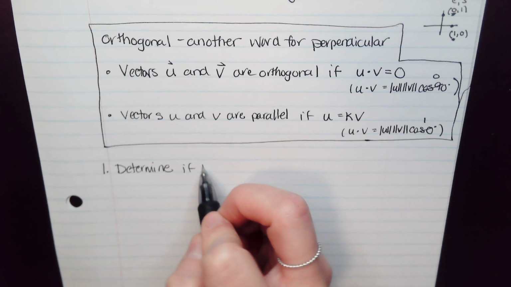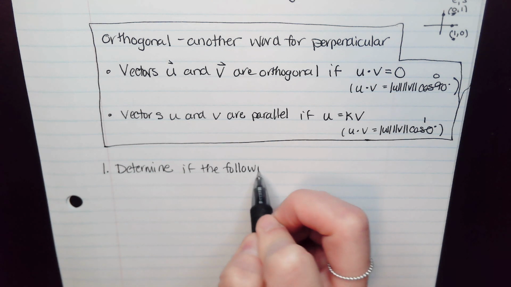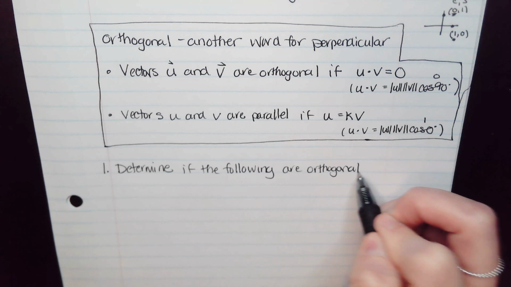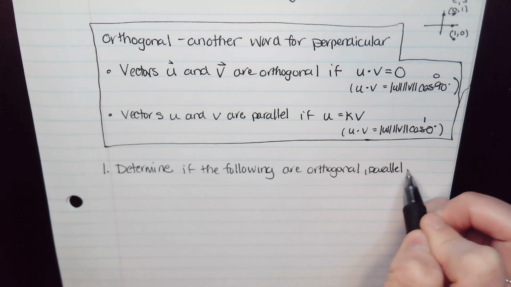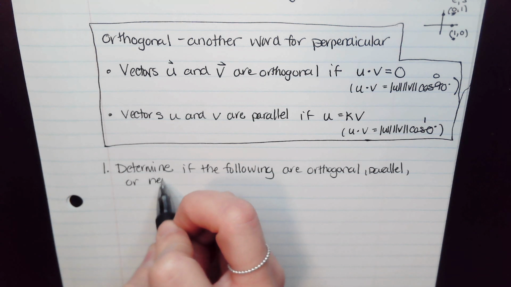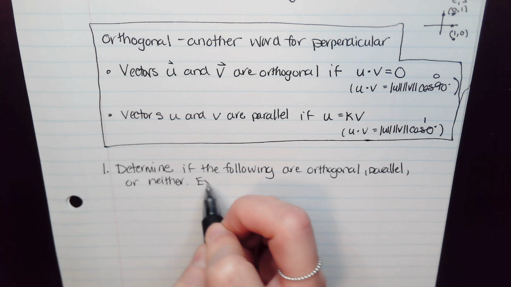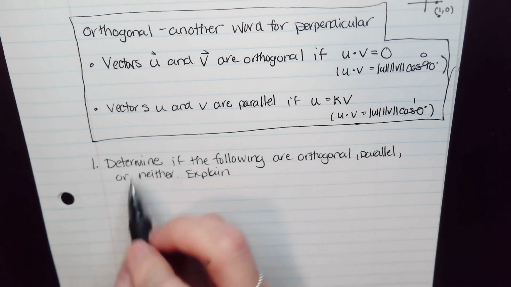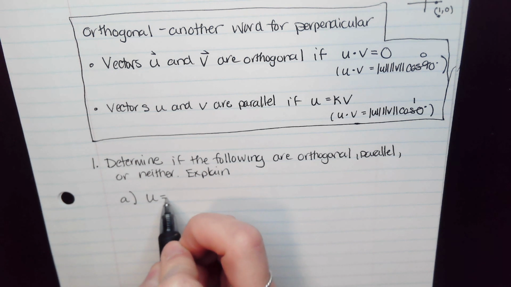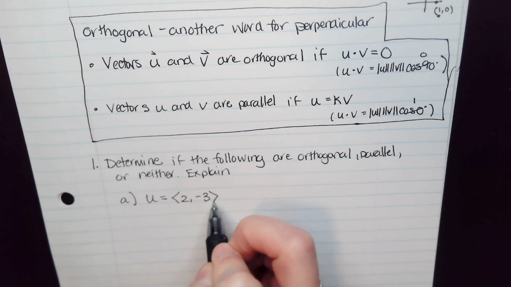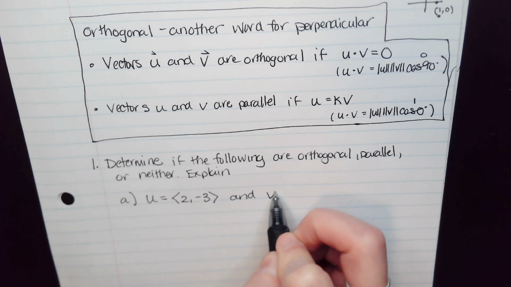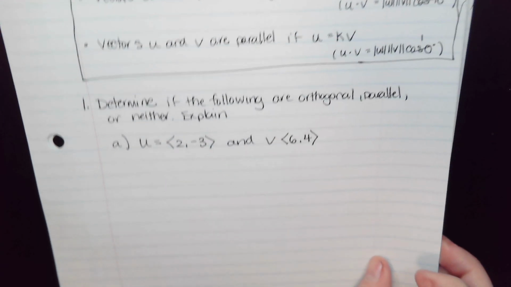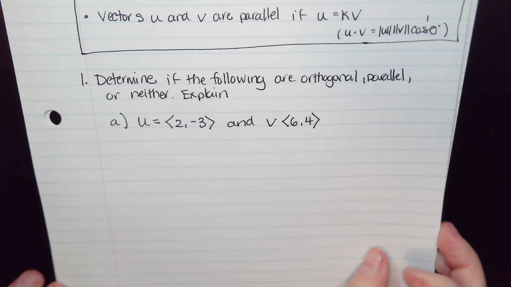So determine if the following are orthogonal, parallel, or neither, and explain. I always want some type of explanation or supporting answer. So letter A, given vector u is 2, negative 3, and vector v is 6, 4. So what we're going to do is go through and see, are they orthogonal or are they parallel to each other?